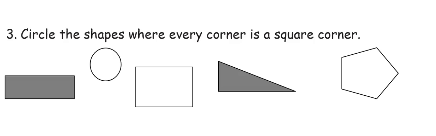The next section says to circle the shapes where every corner is a square corner. What we mean by that is we're looking for corners that make right angles, and again, the students don't have to refer to them as right angles, but I'm going to take a square and show that I can place it in the corners of this rectangle, and that shows me that each of those corners is a square corner. So we'll start by circling that shape.